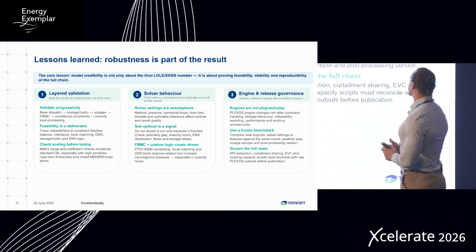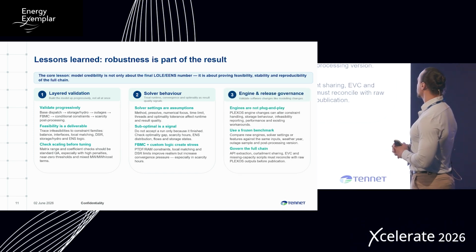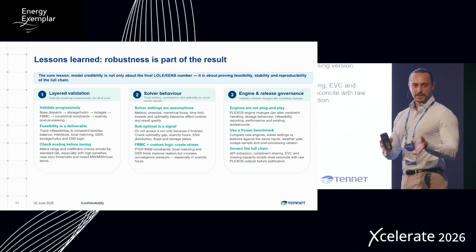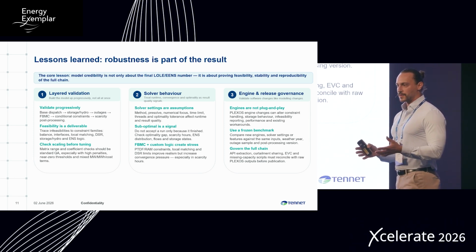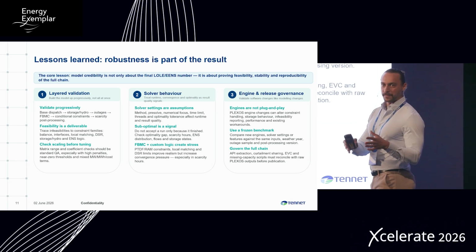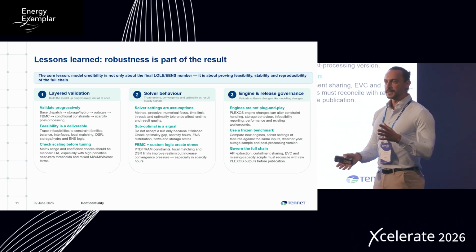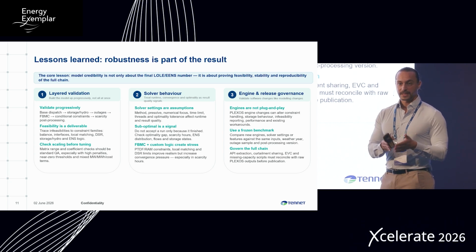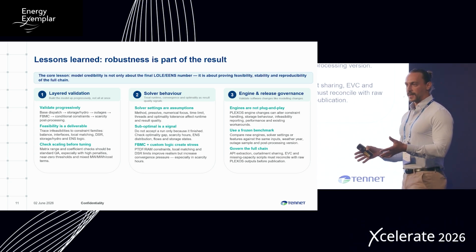And the last part is the engines, and I think this is the most important part. The engines are not plug and play. So for us, to move from engine to engine is a very difficult part. Because when you use an engine, of course you will find a bug with it. Then Energy Exemplar will give you some workaround on that specific engine, and then you are finding a result.